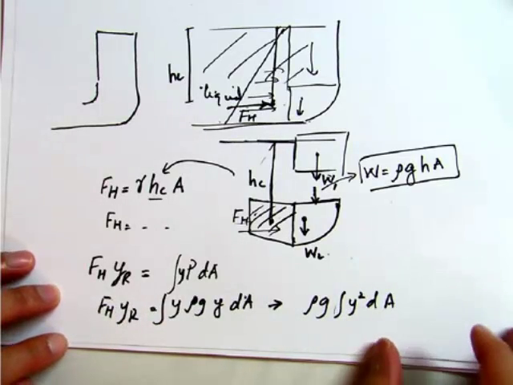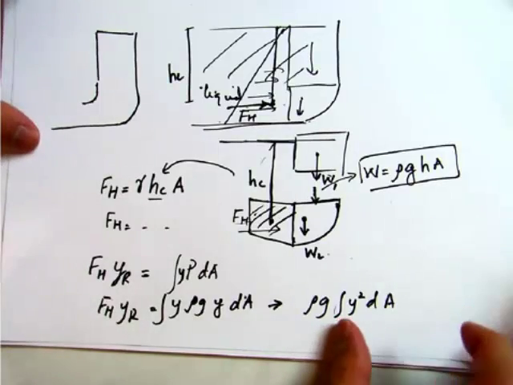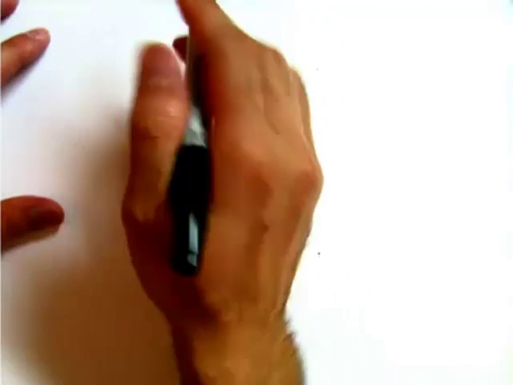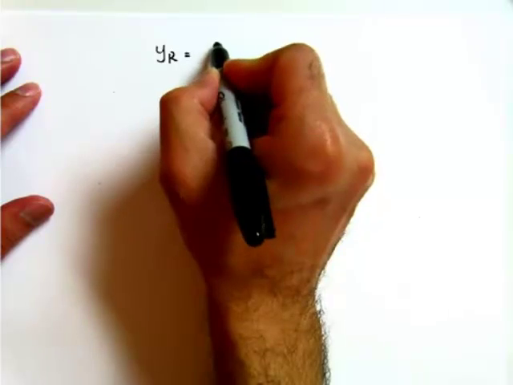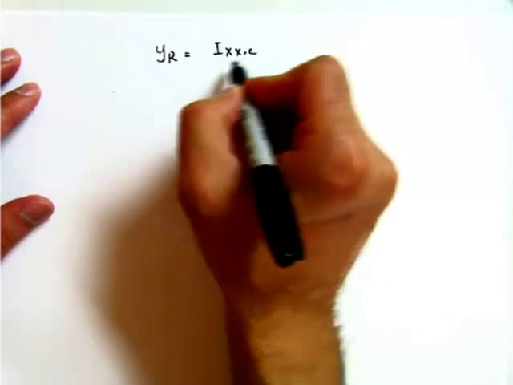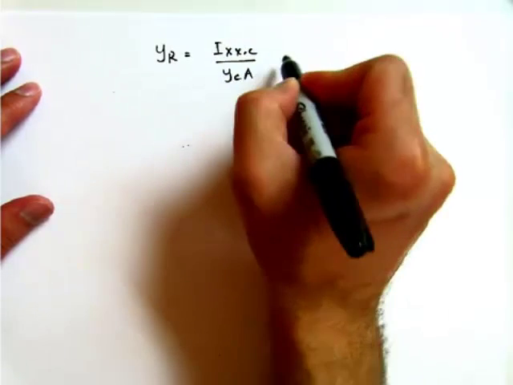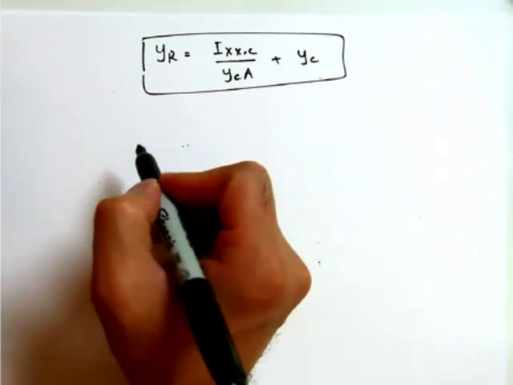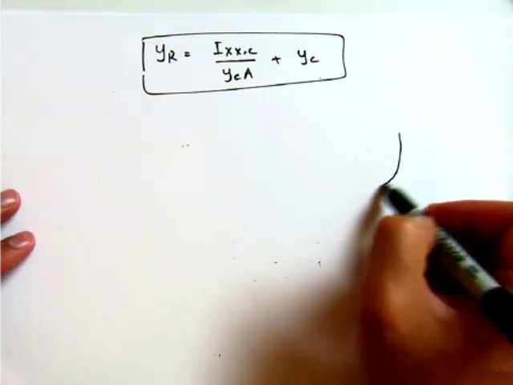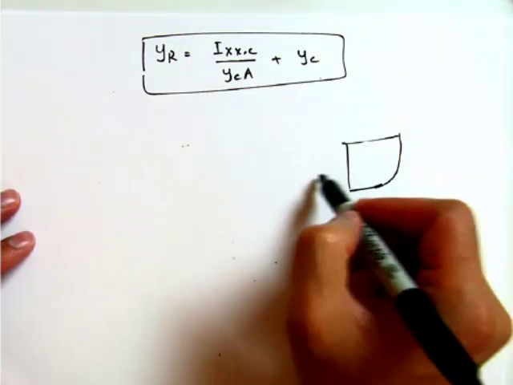So in a similar way to what I have shown you before, you can find the resultant force location: y of R is equal to Ixxc over yc times A, plus yc. So that will tell you where that horizontal force is acting on this object.